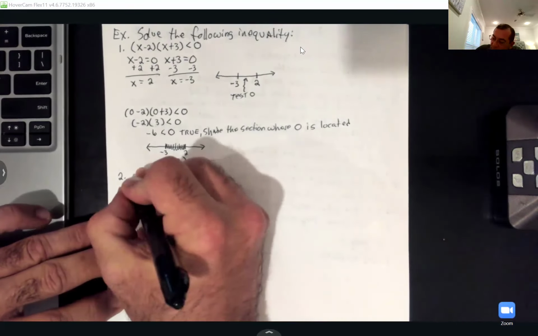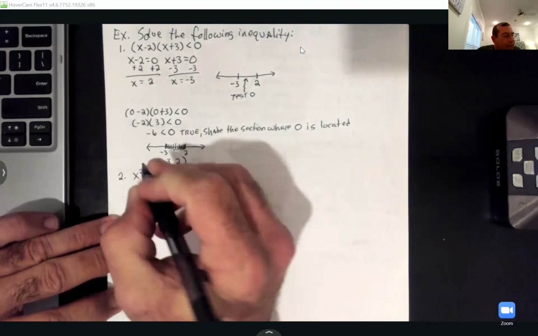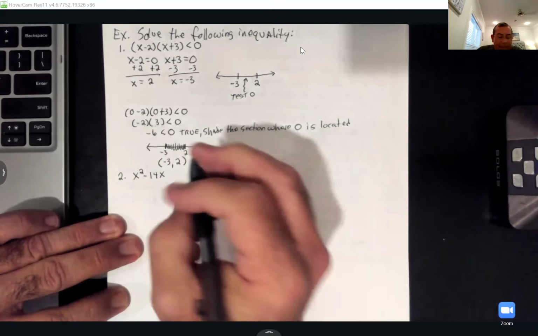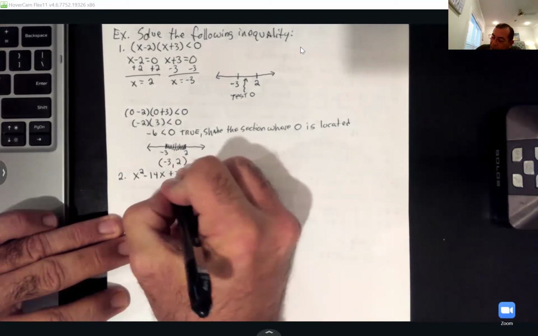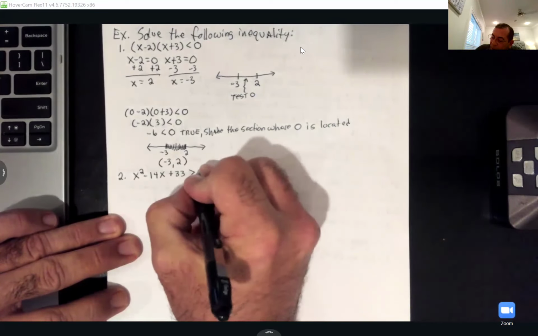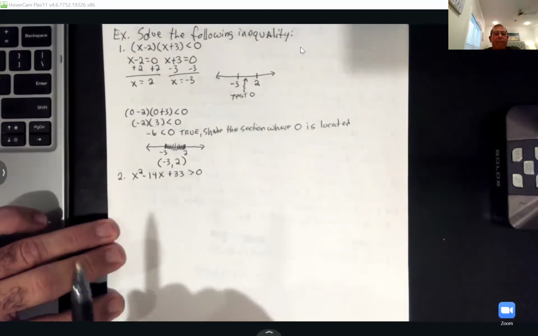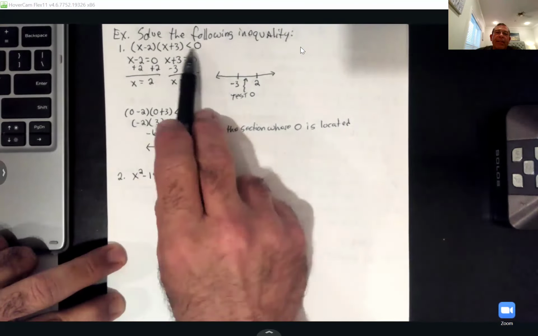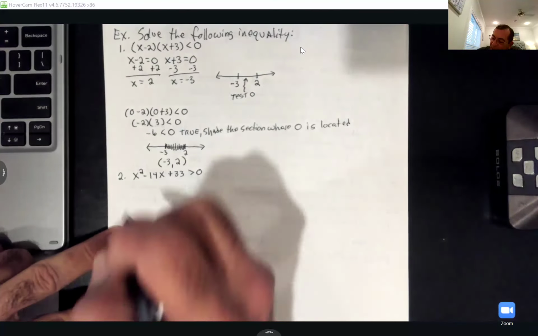All right, so now this one has an x squared minus 14x plus 33 greater than 0. So this one's not factored like this first one, so I'm actually going to factor this one.